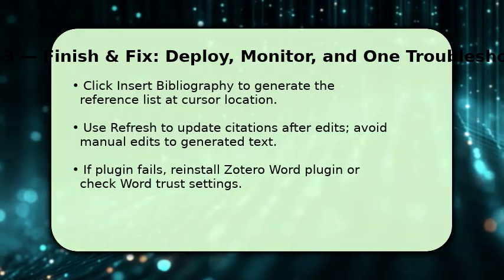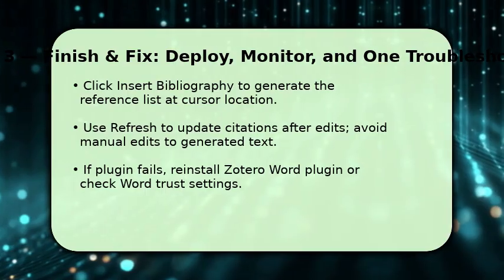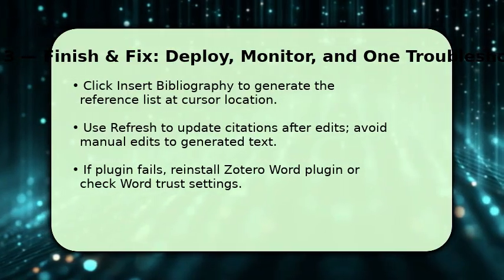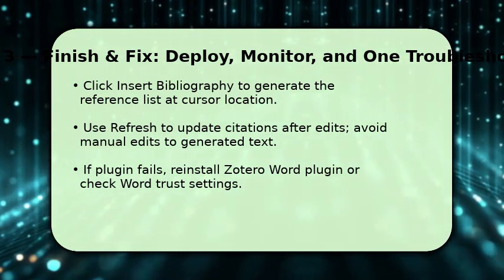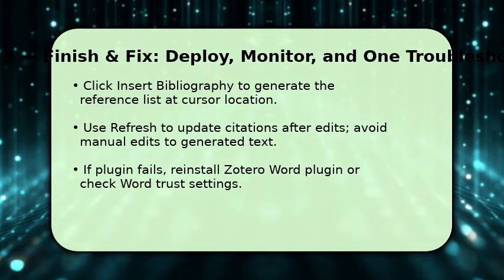If something goes wrong, Word toolbar missing, citations not inserting, reopen Zotero and run the plugin installer from Preferences, Advanced, Site. Also check Word Trust settings and restart both apps. If errors persist, export a copy of the document and reinstall the Word plugin.